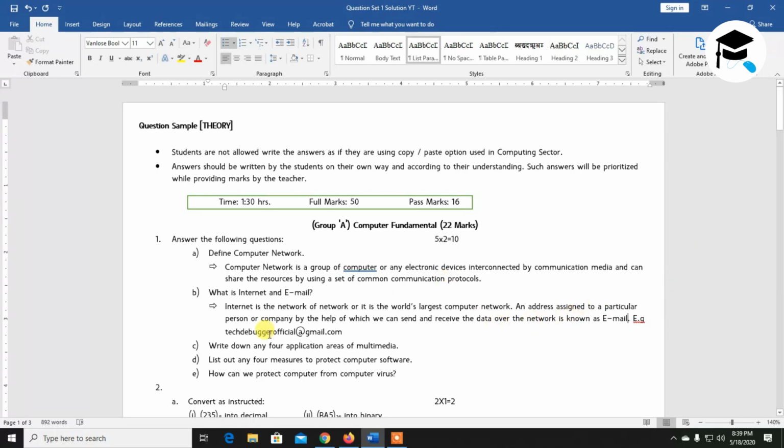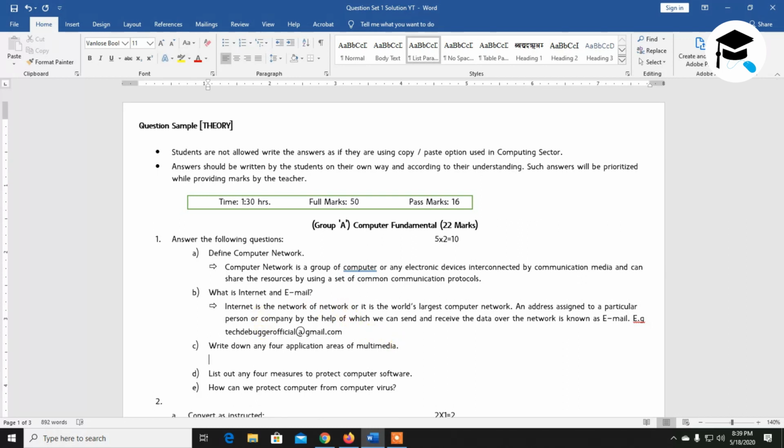Similarly, let's move towards the another section, that is: write down any 4 application areas of multimedia. Previously I think we have discussed, whenever you visit school you can see computer. Again, if you visit hospital, there also you can see computer. In almost all places, in almost all work, we need computer to complete our work. That is why the application area of multimedia ranges very wide.